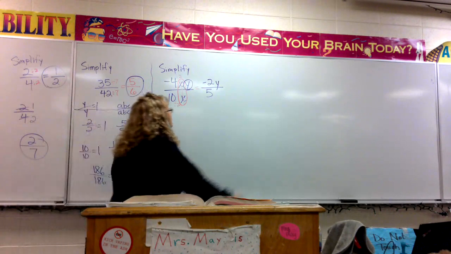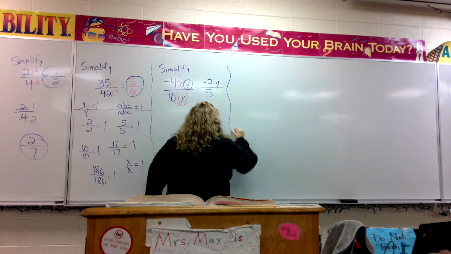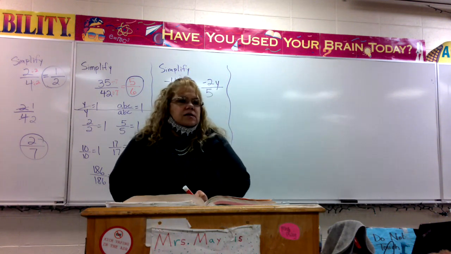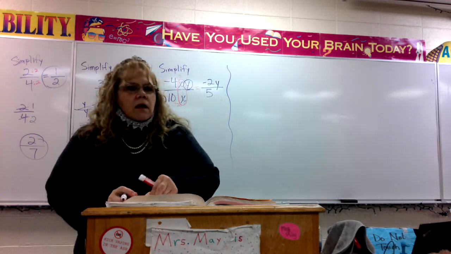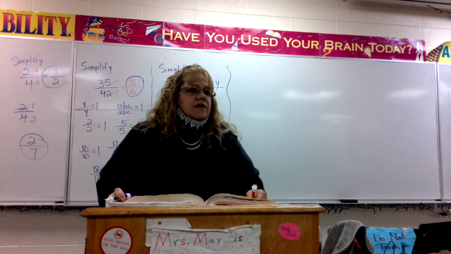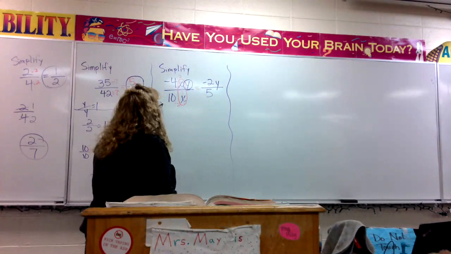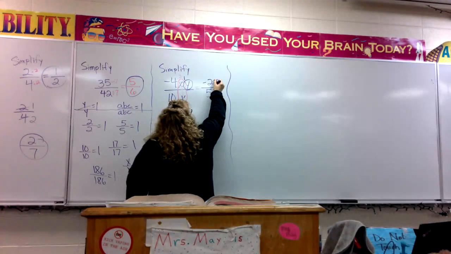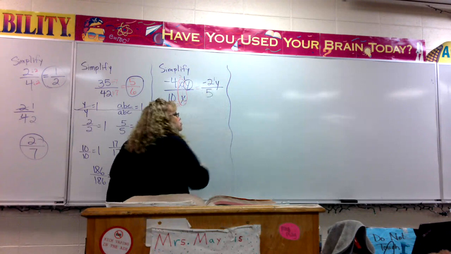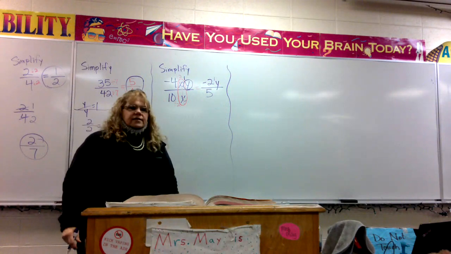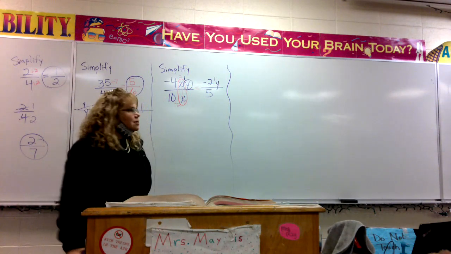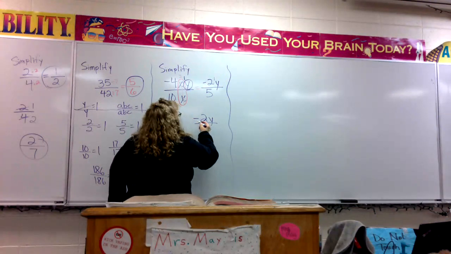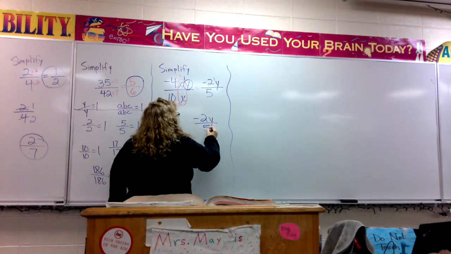Does that make sense? Yes. So instead of writing a 1, you just cancel it out? You can write a 1 if you want. But if you do a 1 there, what you're really going to have is negative 2 times 1. What is negative 2 times 1? Yes, negative 2 times y over 5.